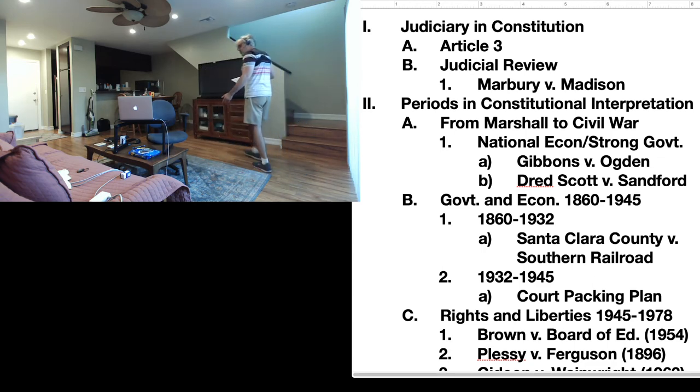which leads us to period B, government and economy, 1860 to 1945. Within that period, there is a sub-period 1, 1860 to 1932. Write it down. Following the Civil War, the U.S. begins a period of sustained capitalist economic growth.